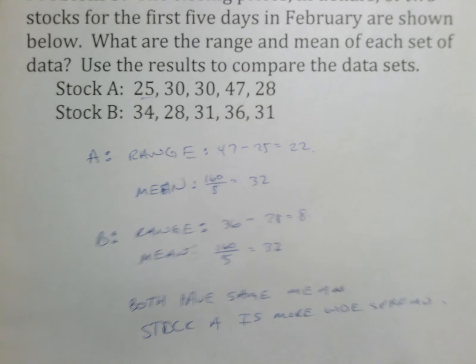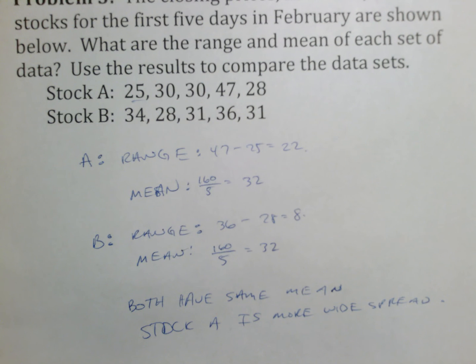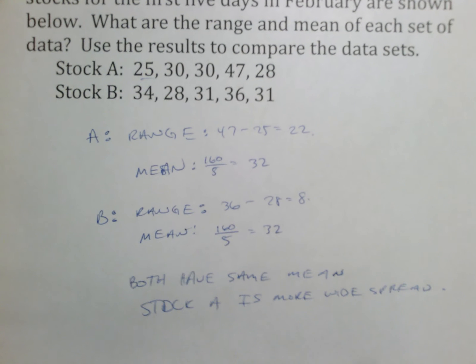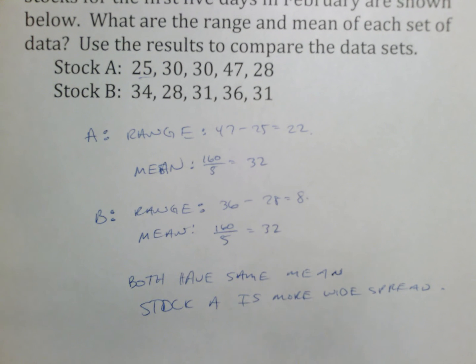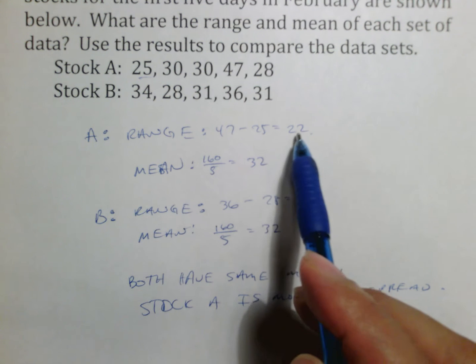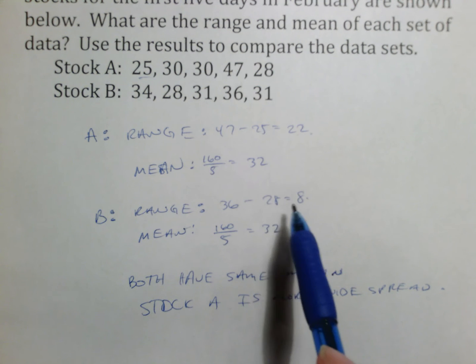So that would be your comparison if you were to have to do that. I don't think you'll have to do that a lot on things much either. But again, just making sure you've seen everything that you need to be ready for. Like I said, both have the same mean, but stock A is just more widespread because its range is 22 instead of 8.